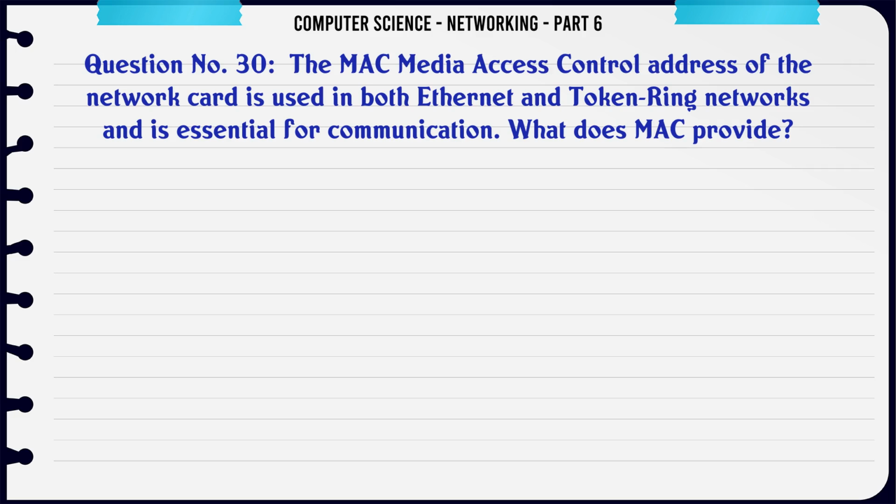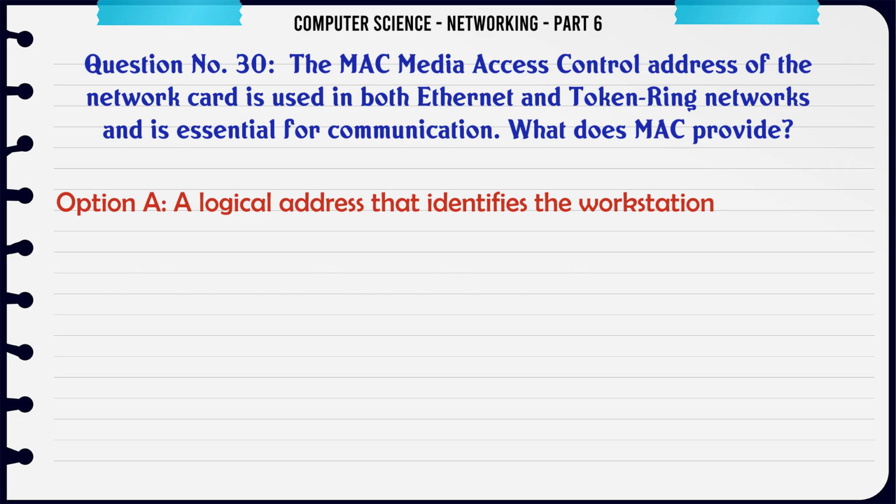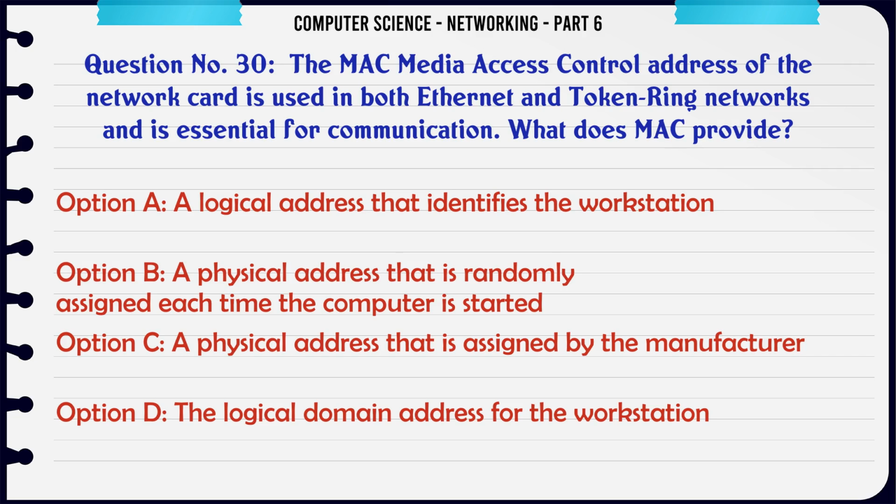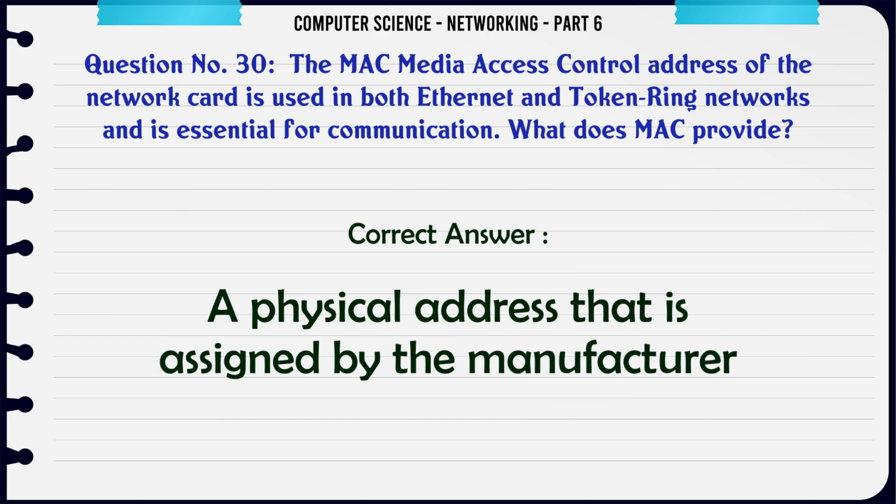The MAC media access control address of the network card is used in both Ethernet and token ring networks and is essential for communication. What does MAC provide? A. A logical address that identifies the workstation. B. A physical address that is randomly assigned each time the computer is started. C. A physical address that is assigned by the manufacturer. D. The logical domain address for the workstation. The correct answer is a physical address that is assigned by the manufacturer.